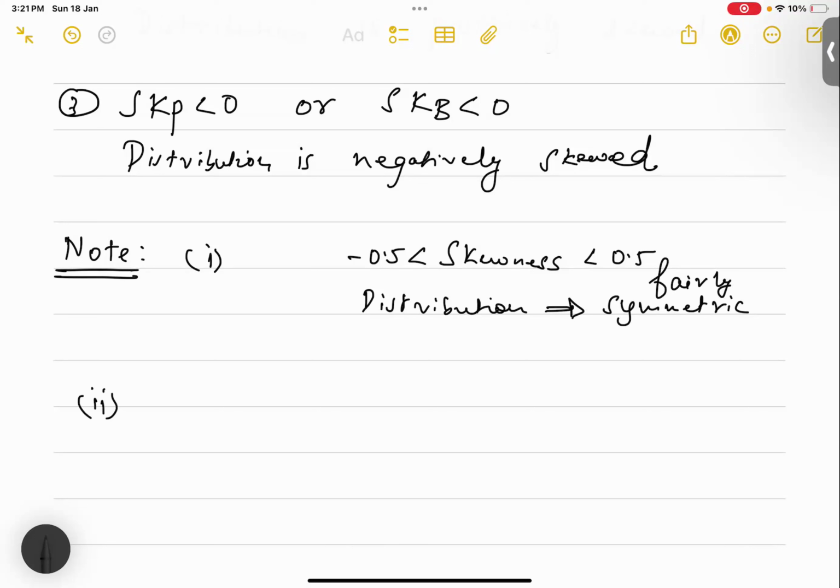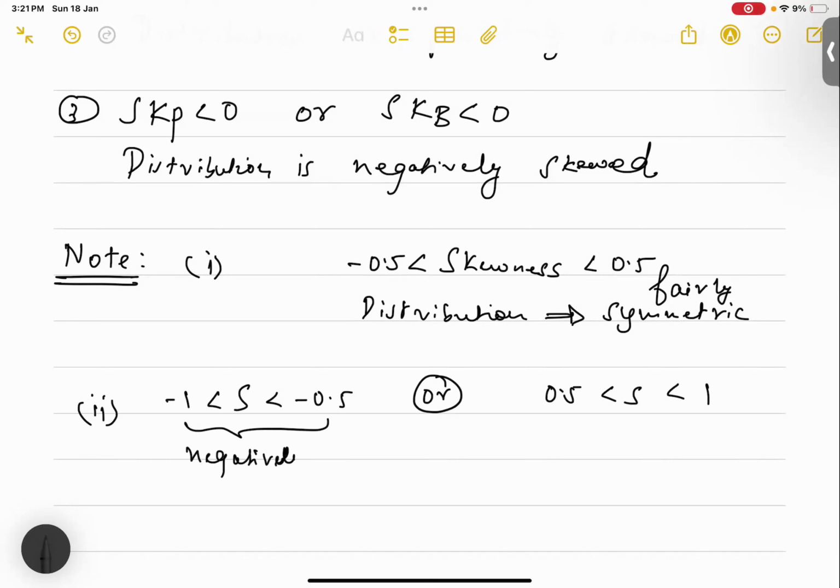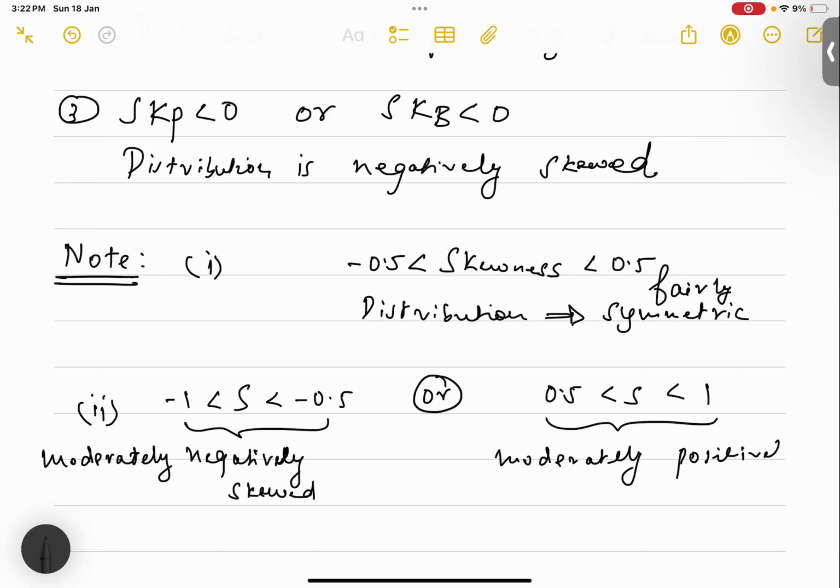Second part. Second note. When the skewness value is between minus 1 to minus 0.5, this is moderately negatively skewed, and when it is between 0.5 to 1, this is moderately positively skewed.